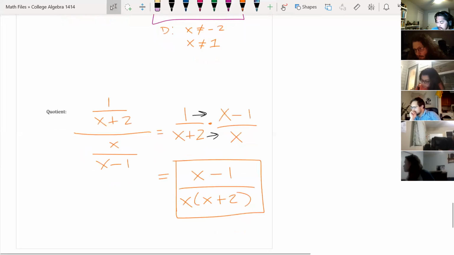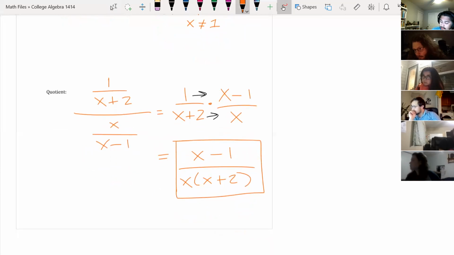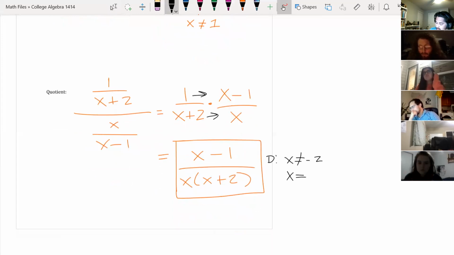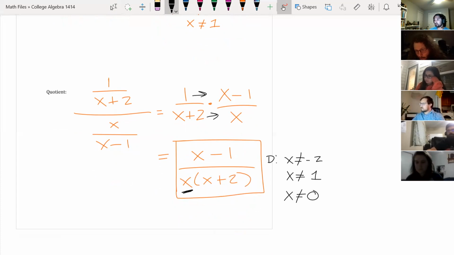All right. So what's going to happen is our domain's just going to change just a little bit. There's going to be a new addition. So for my domain, we still have x can't equal -2, x can't equal 1, but we have one more addition. This guy right there, the 0. x can't equal 0. All right. Let's write that.